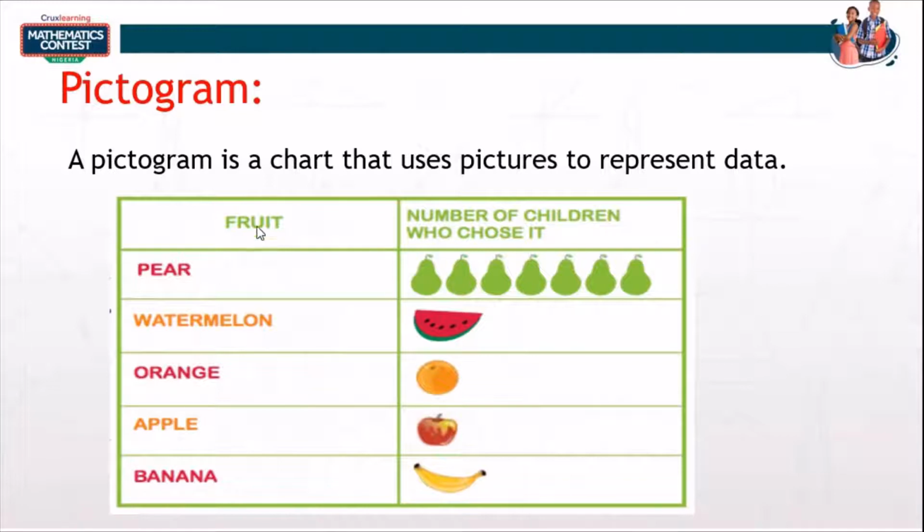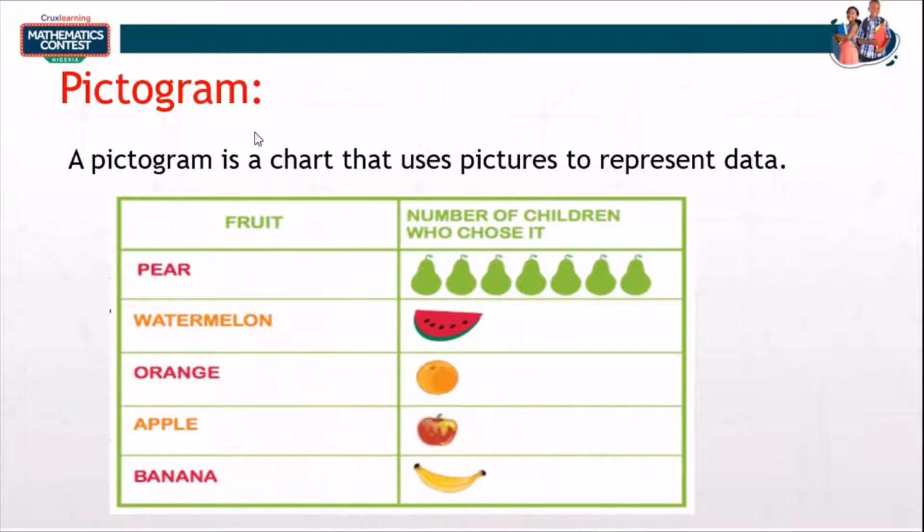So here is my instance now. You can see my first column represents the item. Always, please note that. So I have fruits, and then the number of children who chose each of the fruits. My first fruit is pear. How many are there? 1, 2, 3, 4, 5, 6, 7. So I have 7 pears. Then the second is watermelon. Here 1, orange 1, apple 1, banana 1.